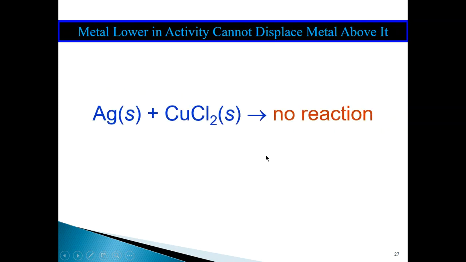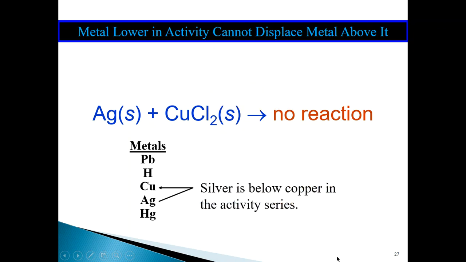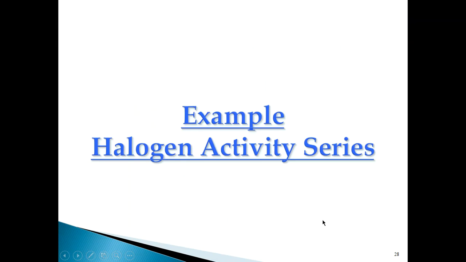Now here's an example of a reaction that will not take place. The reaction between silver metal and copper 2 chloride, right? That reaction will not take place. Why? Because this is where silver is, right? And this is where copper is, right? Silver is below copper in this series, and therefore silver will not displace copper from the copper 2 chloride, and therefore no reaction will take place. All right? So that's an example of the activity series being used to predict whether or not certain single displacement reactions will take place.